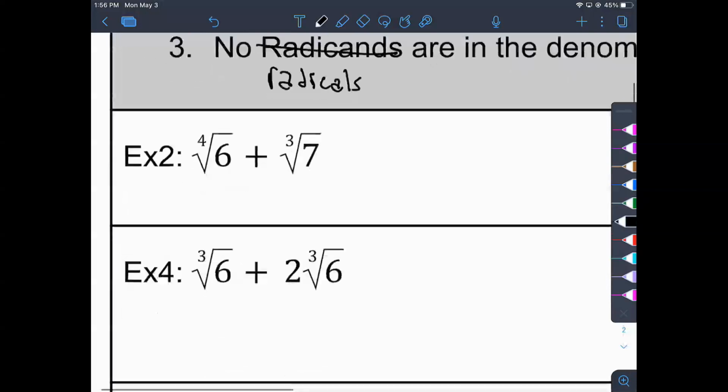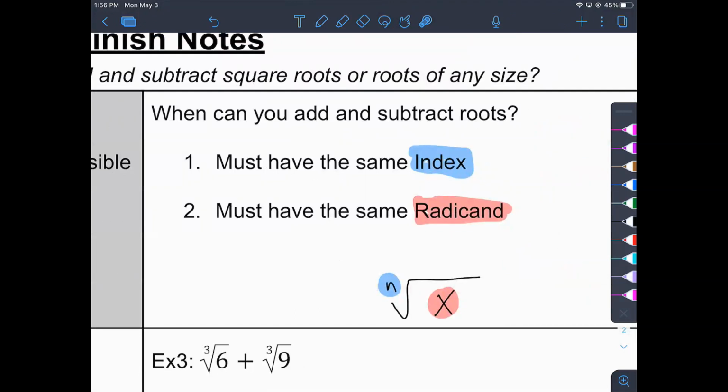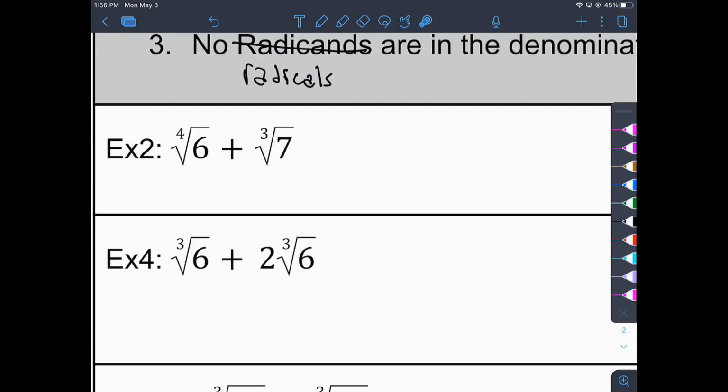So let's look at an example. Here we go. There's two simple rules. They must have the same index and same radicand, the same on the inside. So when we look here, we're like, okay, do they have the same index? Well, one's a 4, one's a 3. So it is already done. There's nothing more to do. Cannot simplify more. That's as far as you can go. They don't have the same index number. They don't even have the same radicands. So it can't go any further.